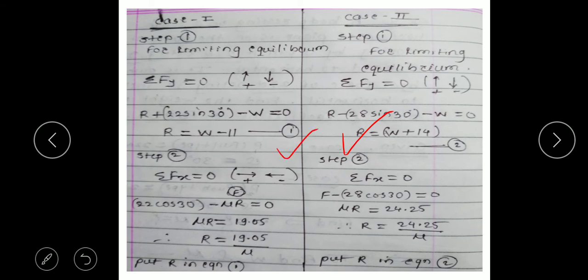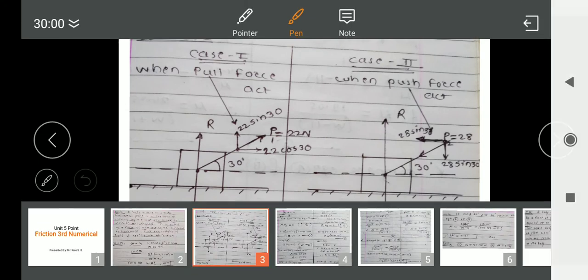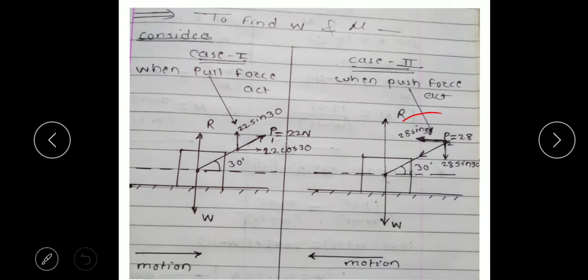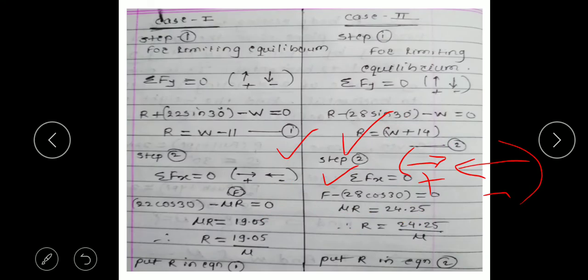Step 2, again do the summation of all the horizontal forces equal to 0. Again I forgot to write here, the right direction means positive and left direction means negative, correct? So according to that, come to the previous diagram. Horizontal forces are this 28 sine 30, left direction means negative horizontal force, and here is the frictional force, that again I forgot to write. F is nothing but mu into R. So two horizontal forces are F and 28, both are negative. Now come to the diagram.